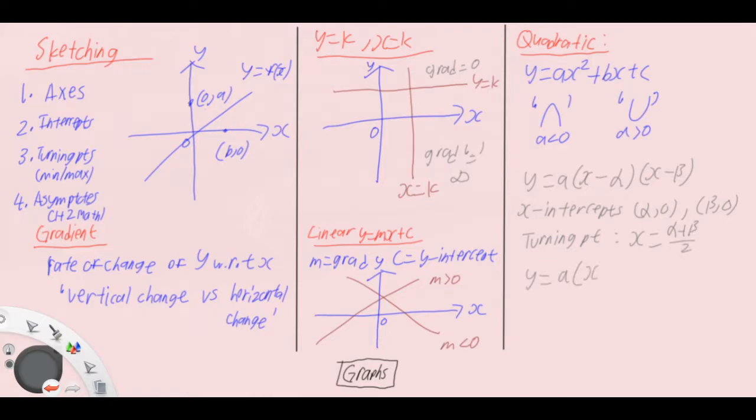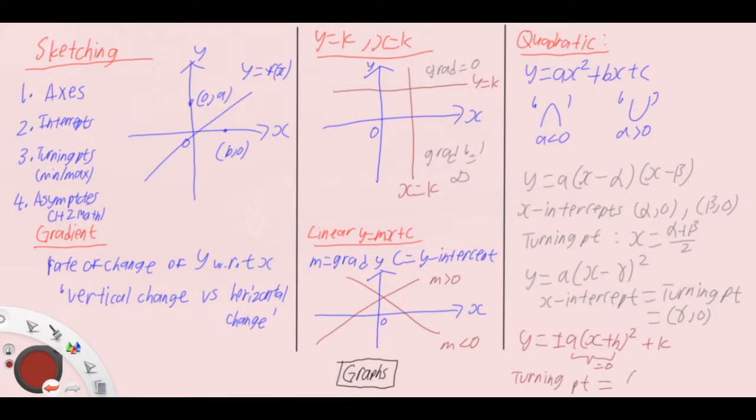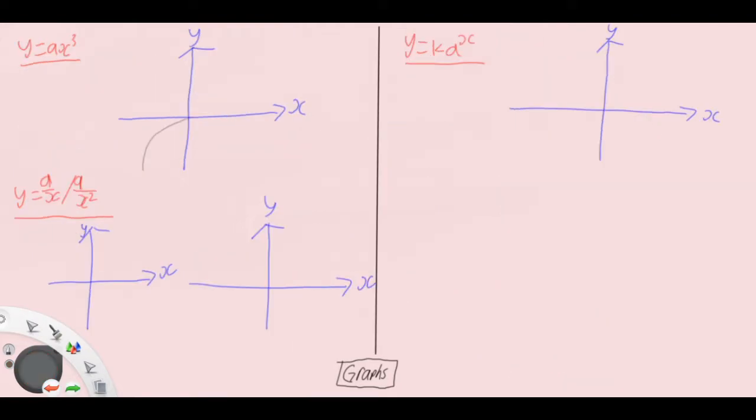If you have a times (x minus gamma) whole squared, then you have only one intercept, which is also the turning point, at (gamma, 0). If you have the completed square form, plus or minus a times (x plus h) squared plus k, your turning point is at (minus h, k), just like when x plus h squared becomes 0.